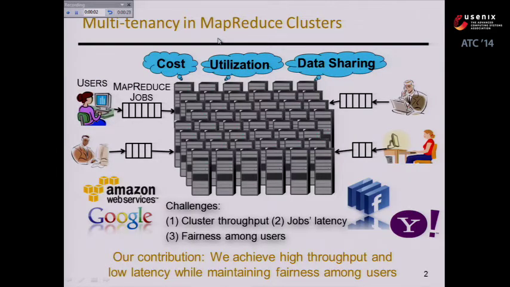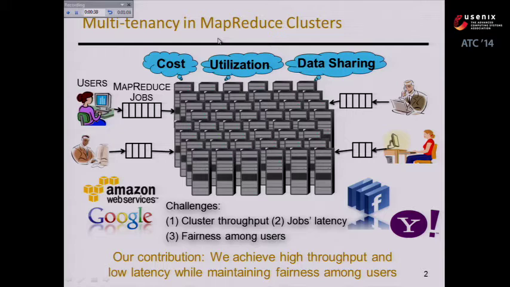So let's get started. Recently, large-scale clusters are becoming more and more multi-tenant because they reduce cost, improve utilization, as well as enable data sharing among users and jobs. In a typical multi-tenant environment, there are many users submitting MapReduce jobs to the cluster. At any given instant of time, there are multiple jobs running in parallel on the cluster. The cluster administrator is faced with the challenges to improve throughput, latency, as well as fairness among users.